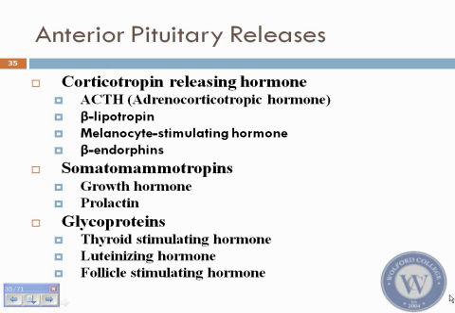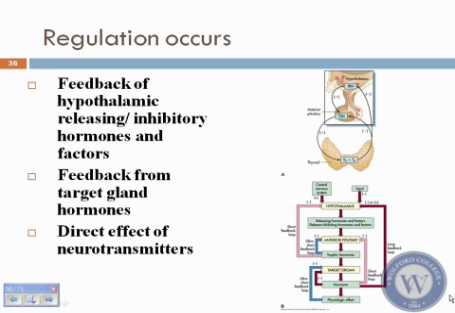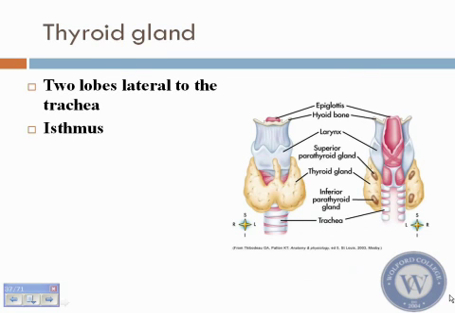As for the somatomammotropins, you have growth hormone and prolactin being produced. And the glycoproteins, on the other hand, are thyroid-stimulating hormone, luteinizing hormone, and follicle-stimulating hormone. Regulation occurs via feedback. Usually it's a negative feedback mechanism. It feeds back from the target organ gland hormones, and it tends to have direct effects on the neurotransmitter release that caused the hormone to be released in the first place.